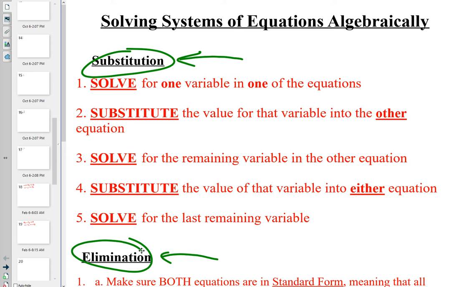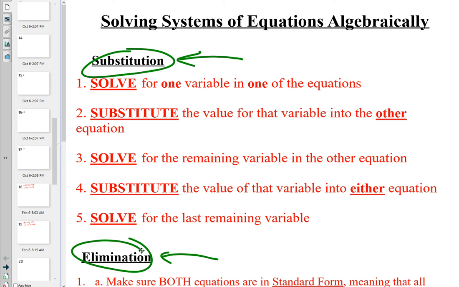Any system can be solved by substitution. Any system can be solved by elimination. But if you do not possess the ability to use both of them, you're hindering yourself because you're going to have a lot more work to do. There's definitely some systems where it's much more efficient, it's quicker to solve by substitution, and there's some where it's quicker to solve by elimination.